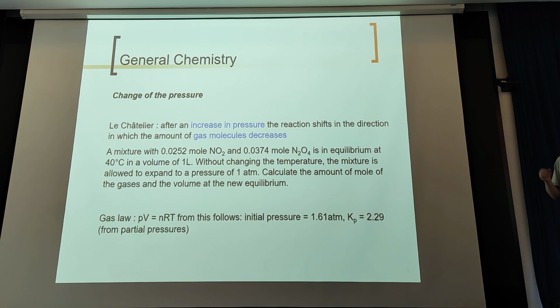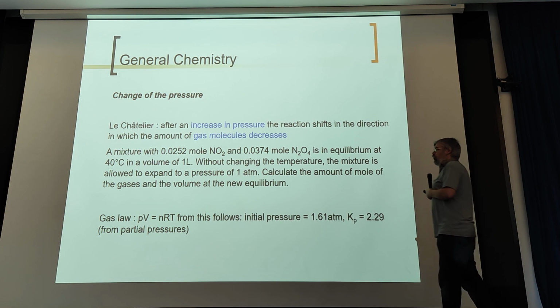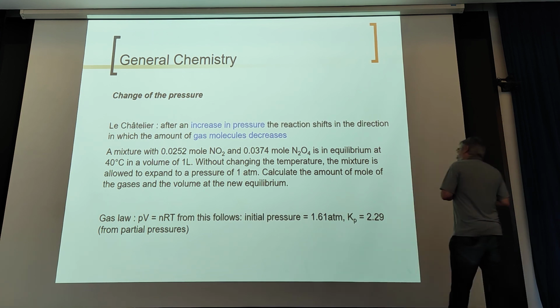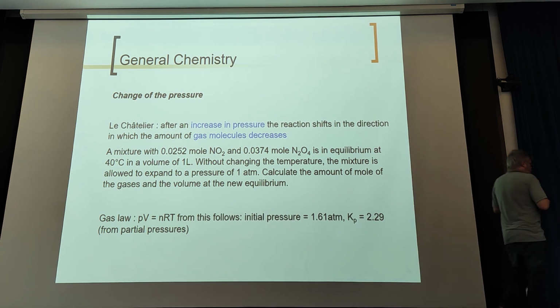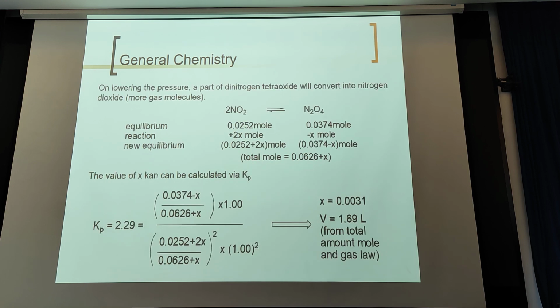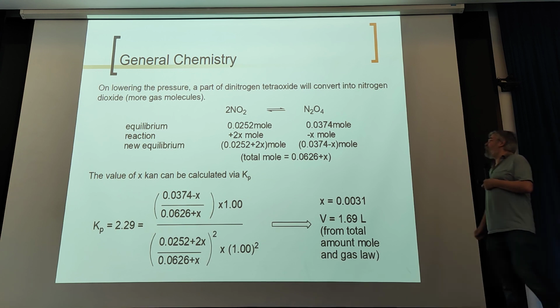We calculate that from the n, the amount of gas. The R and the T are known, and also the pressure we have to calculate. The volume was 1 liter. So Kp we knew. Kp was 2.29. This was calculated before. So now again we have to solve it algebraically.